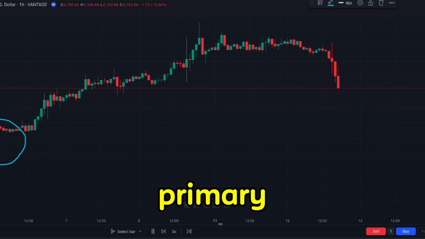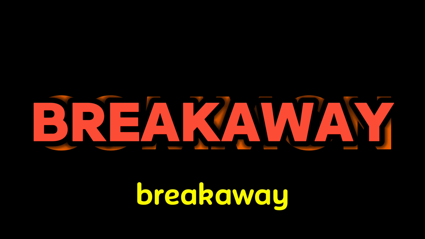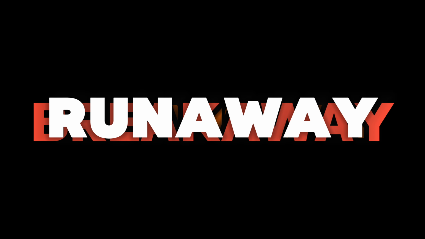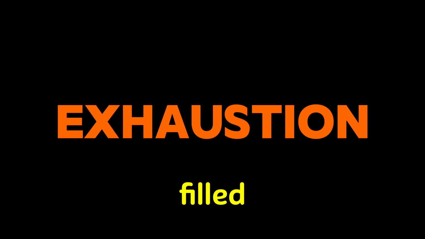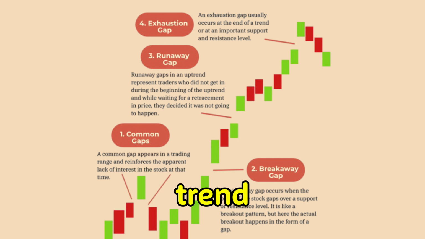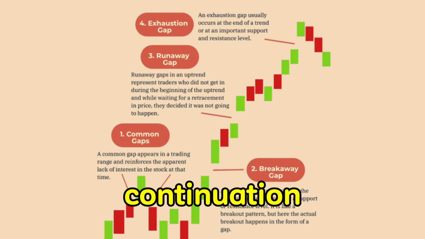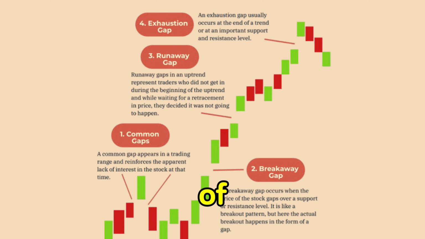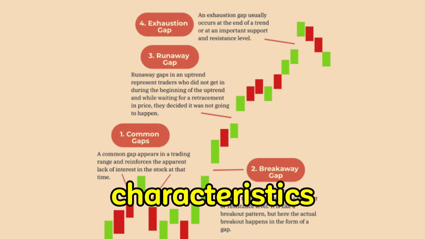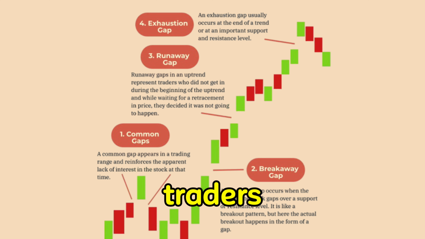There are four primary types of gaps: common, breakaway, runaway, and exhaustion gaps. Common gaps are small and usually filled quickly. Breakaway gaps signify a potential shift in the stock's price trend and are often accompanied by increased volume. Runaway gaps occur within a strong trend and signal its continuation. Exhaustion gaps mark the end of a trend and often indicate a potential reversal. Each type has unique characteristics and implications for traders. Understanding these differences is crucial for successful gap trading.